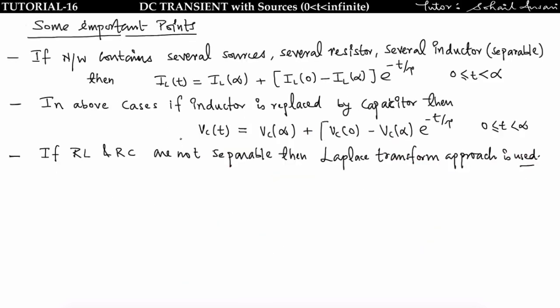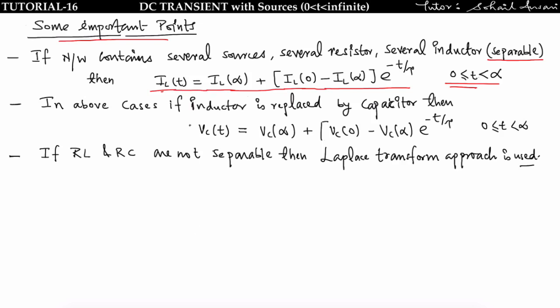Let us take some important points. If a network contains several sources, several resistors and several inductors, and the resistor and inductor are separable, then IL of t for t greater than 0 is equal to IL of infinity plus IL of 0 minus IL of infinity, times e to the power minus t upon tau. We use this equation to find the current response for t greater than 0 in category 3.